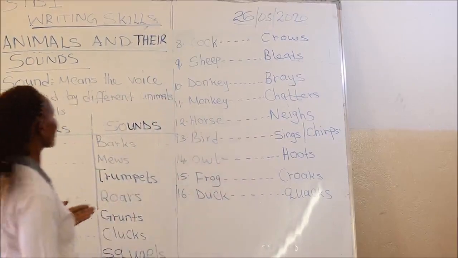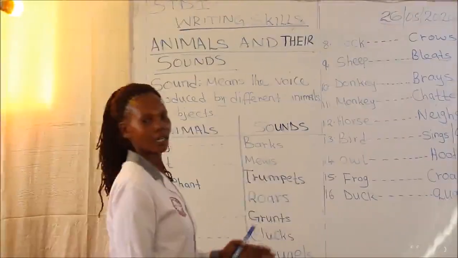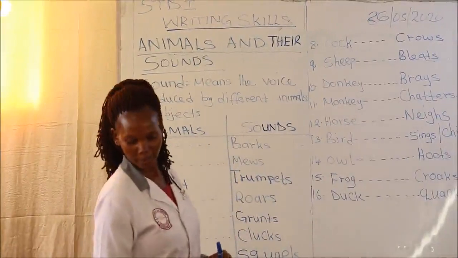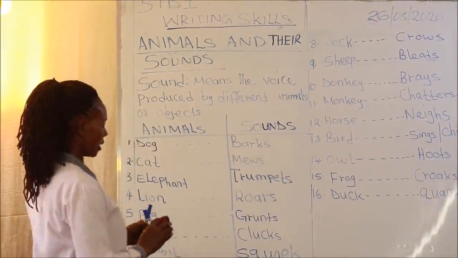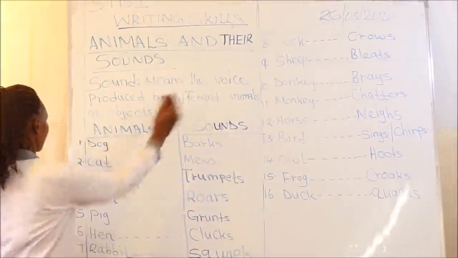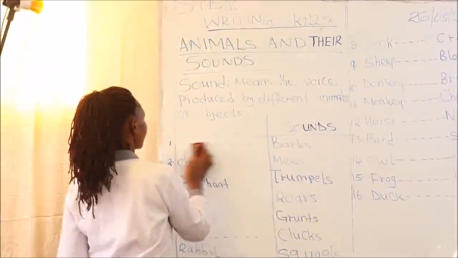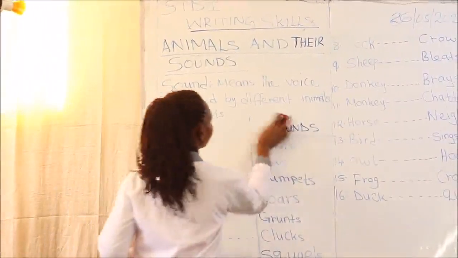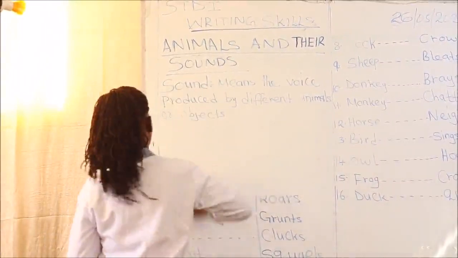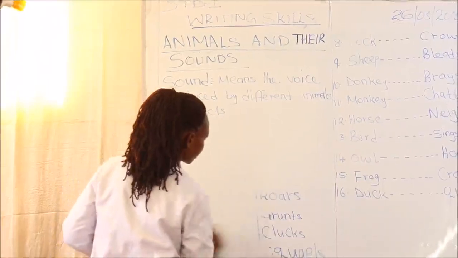So these are animals and their sounds. As you can see, you will copy these ones, and then it will help you to do your homework. So let me provide some questions. You take them as your homework. Make sure you have your exercise book and copy these questions so that you can fill them.